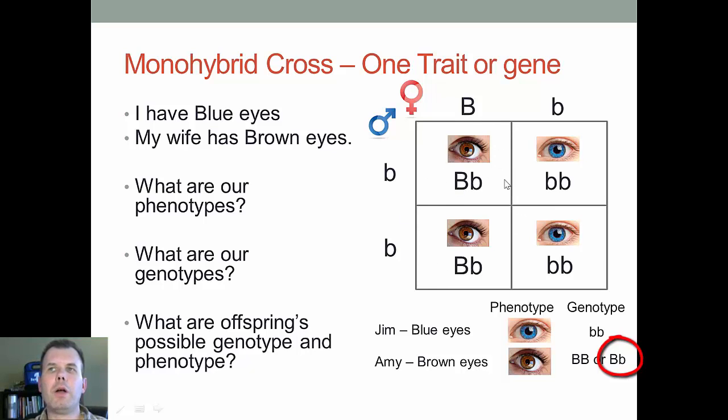Instead of all being brown eyes, now half our kids could be brown-eyed and half could be blue-eyed, depending on what allele my wife gives. Does she give the big B or the little b? So my wife is the important one in this case. What allele does she give?